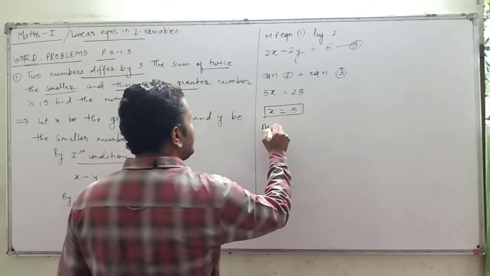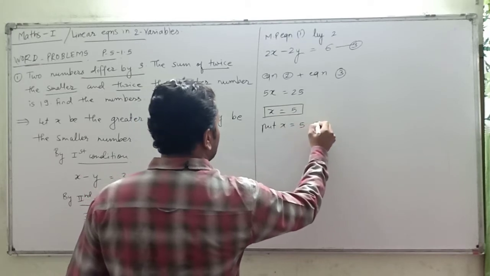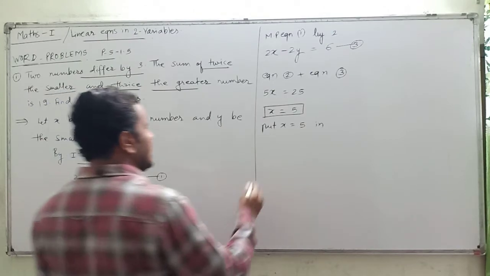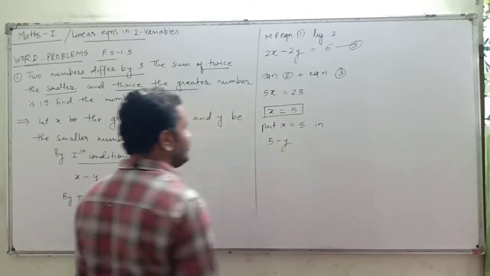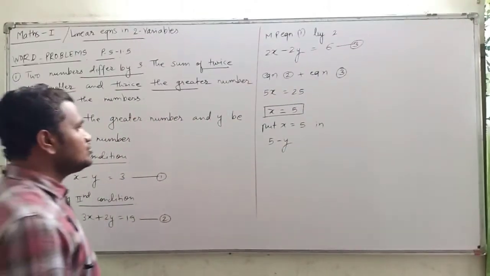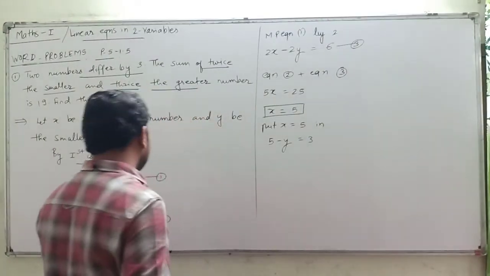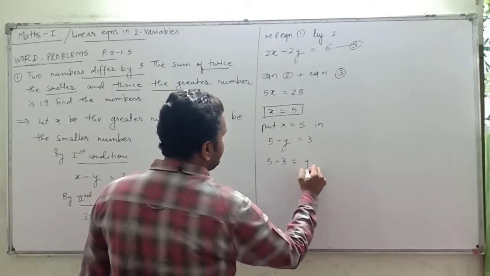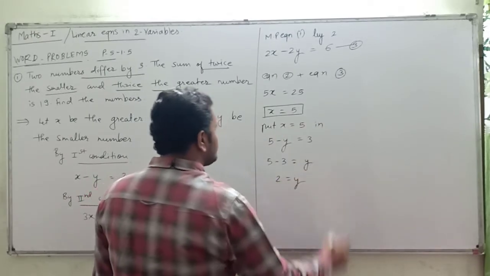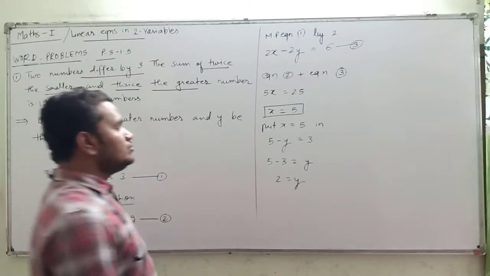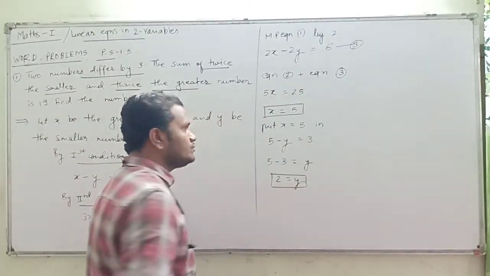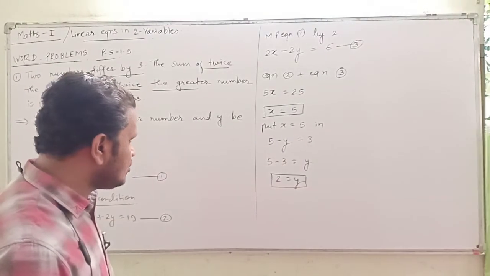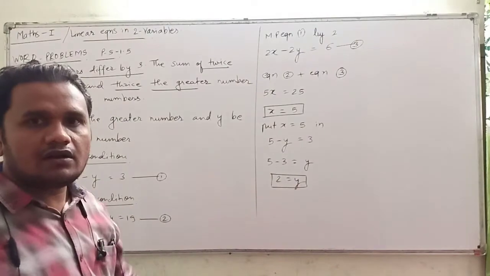Put x is equal to 5 in some equation. Let us put in 1. x minus y, 5 minus y is equal to 3. Then take your 3 here. 5 minus 3, y will go to that side, plus y, 5 minus 3 is 2, so y is equal to 2. So two numbers, you got one number 5, another number 2.